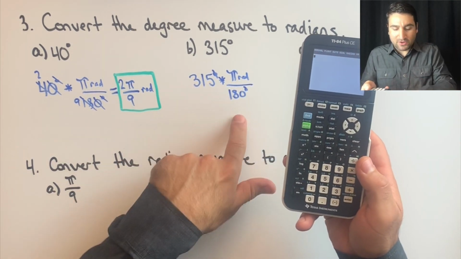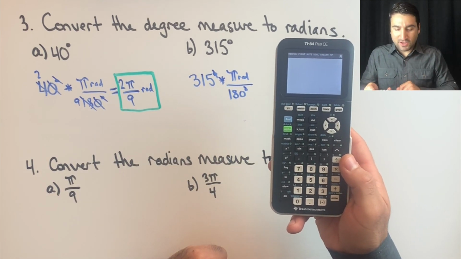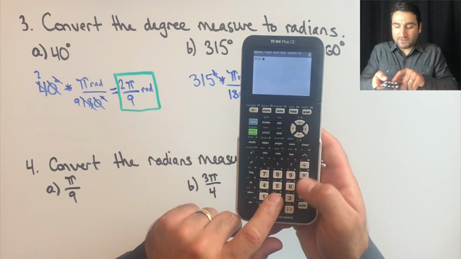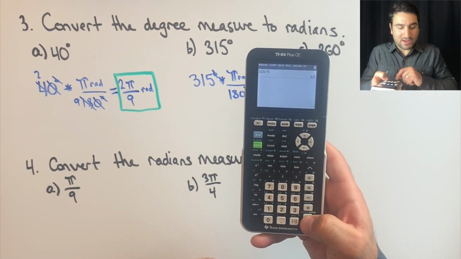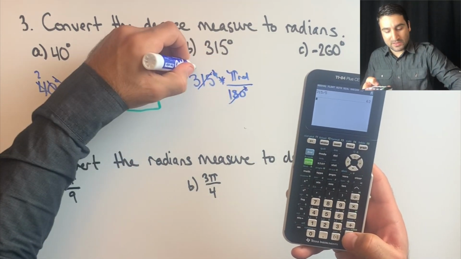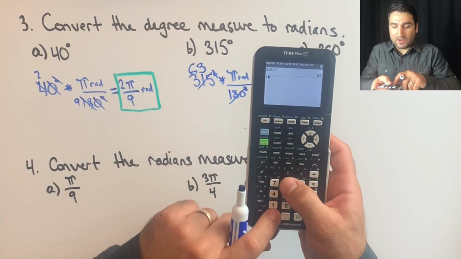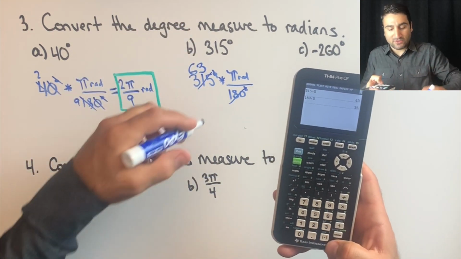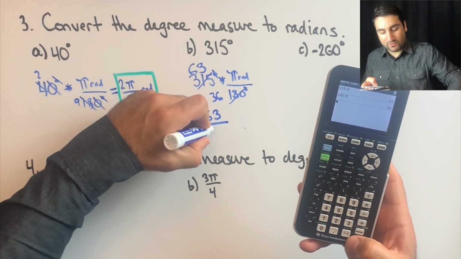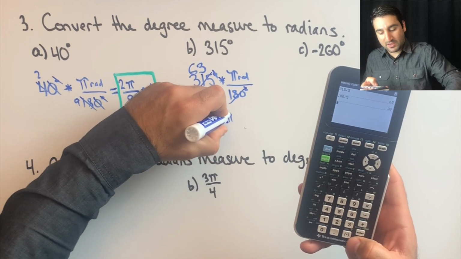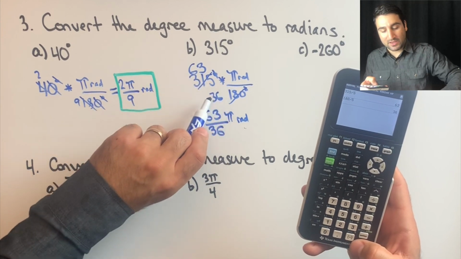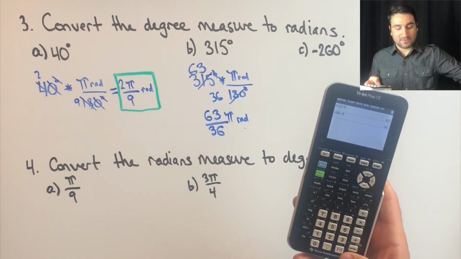A lot of times you can't do this in your head, so let's figure out how to do this. I know you can't take out a 2 from here, so let's try and take out a 5. I see that these are both divisible by 5. So 315 divided by 5 is 63, and 180 divided by 5 leaves 36. So what we're left with is 63 over 36 pi radians. Notice everything that's left: 63 pi over 36 radians.